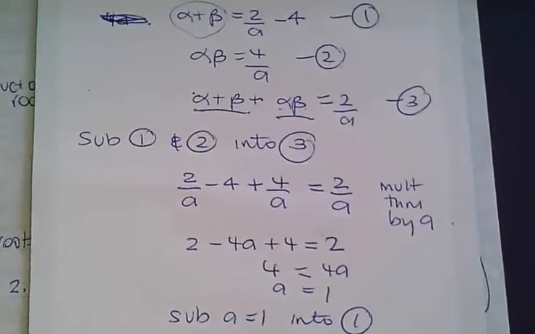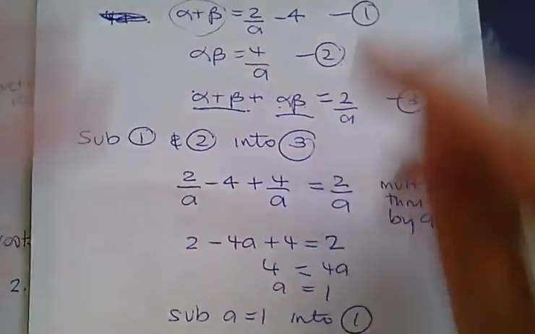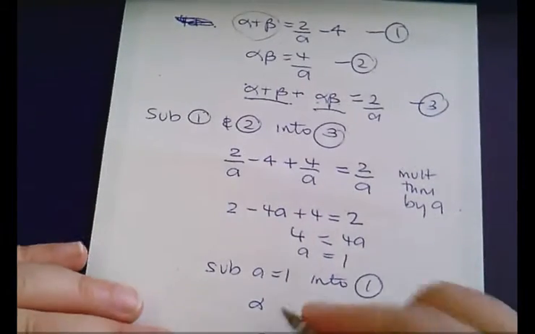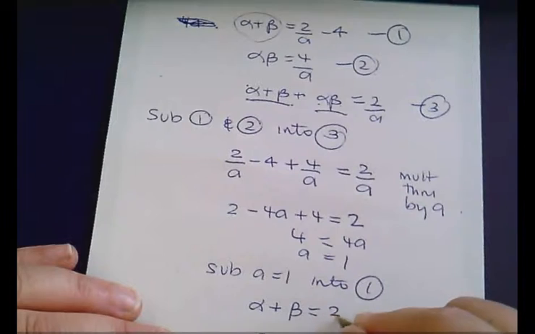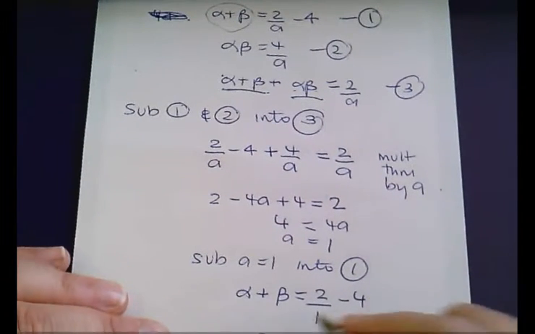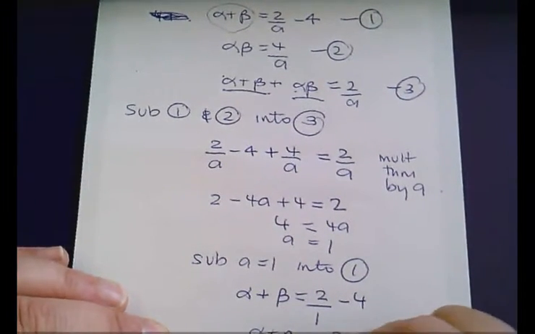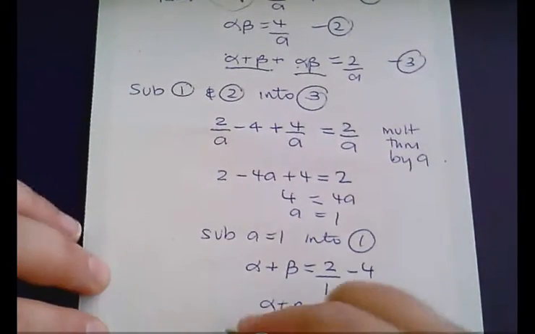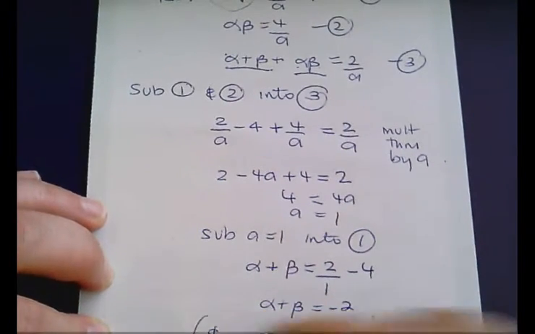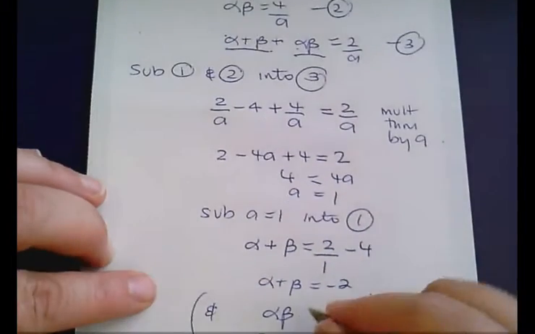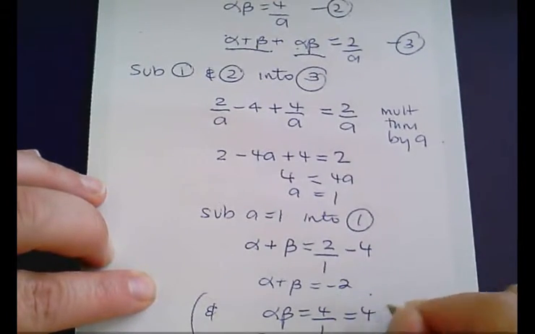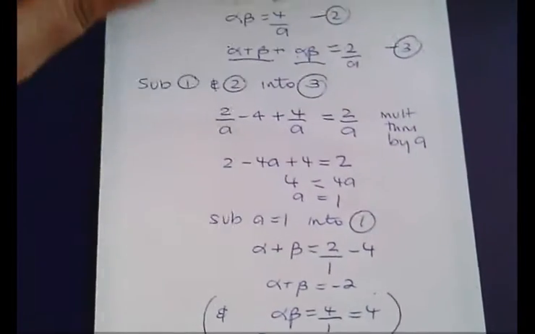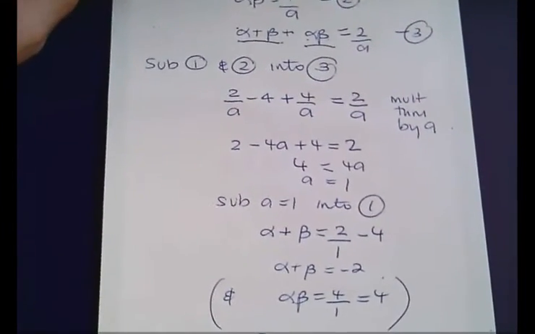Okay, substitute a equals 1 into equation 1. Sorry, I've just got this other stuff underneath. Gives me alpha plus beta is 2 over 1 minus 4, which is negative 2. And like I said, if you wanted alpha times beta, the product of the other two roots, that would just be 4 over a, which is 4 over 1, which is 4. So the sum of the other two roots is negative 2, and the product of the other two roots is 4, but they didn't want the product.